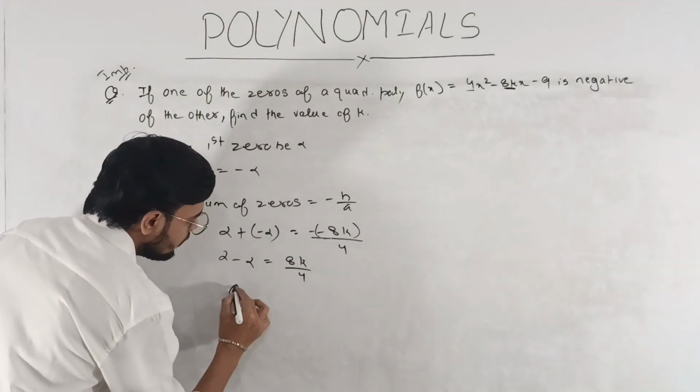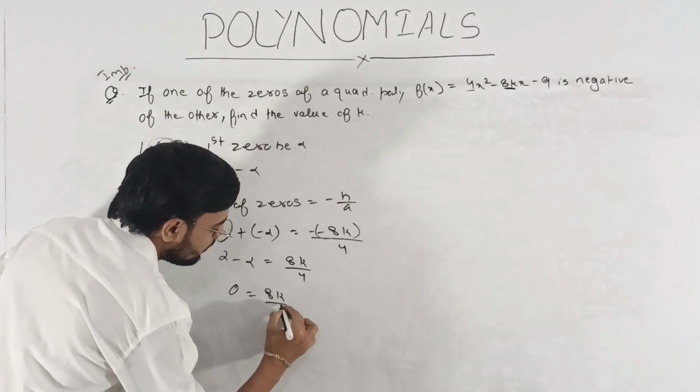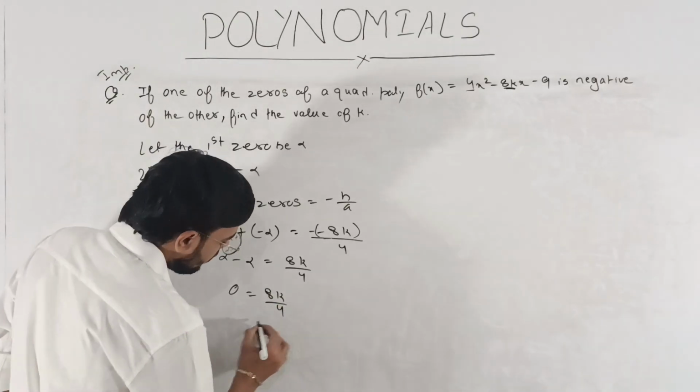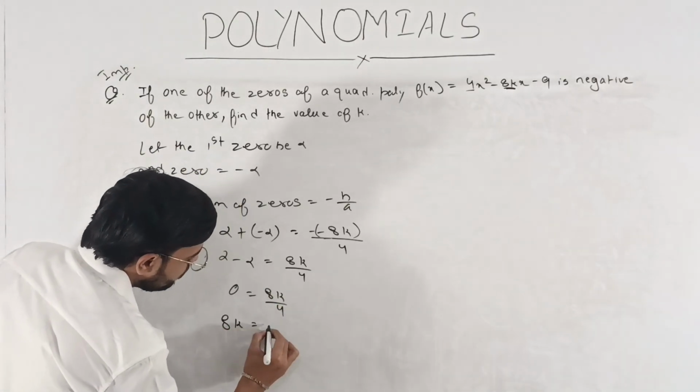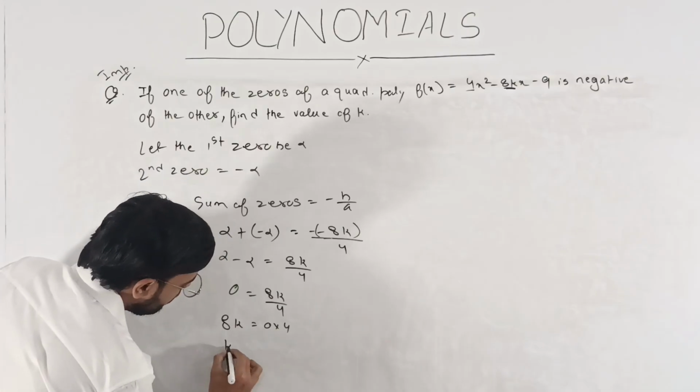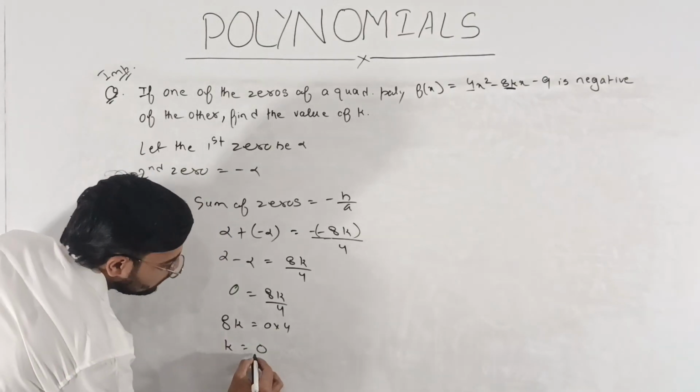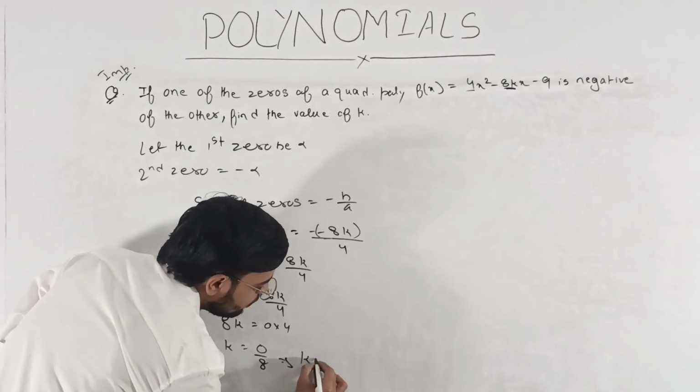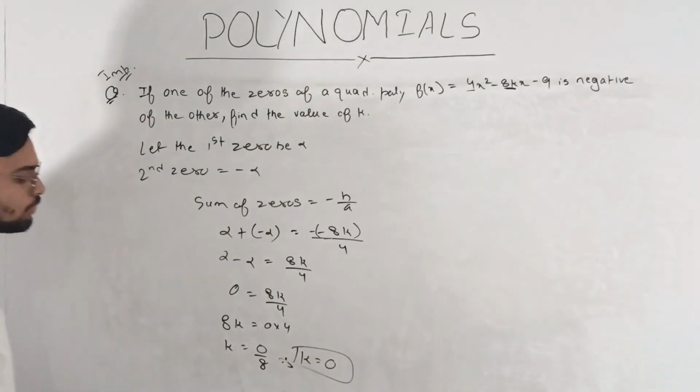Now this becomes 0 is equal to 8k/4. From here 8k is equal to 0 times 4. Now from here k is equal to 0. Why 0? This is 0/8, therefore k is equal to 0. This is the answer: k is equal to 0.